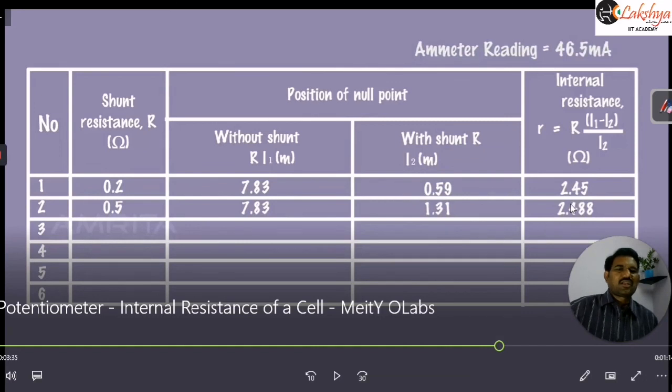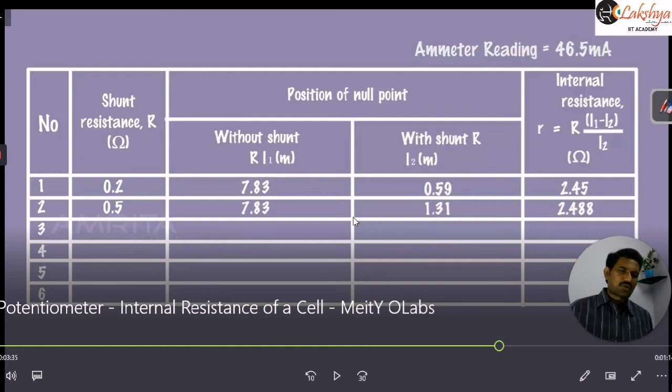Here we are getting a small difference because of experimental errors, and because of that only we are repeating these values here, and finally we find the average value of that internal resistance. So that is the procedure for finding the internal resistance of the cell, right? So that is the use of this potentiometer here.